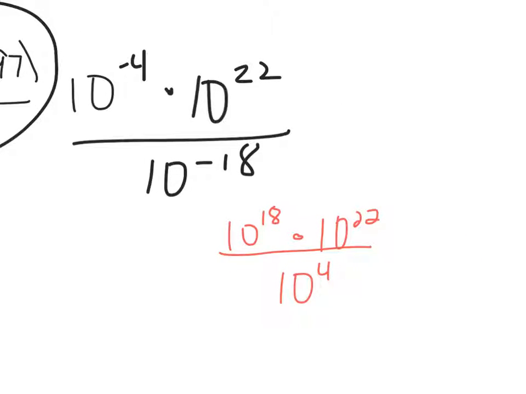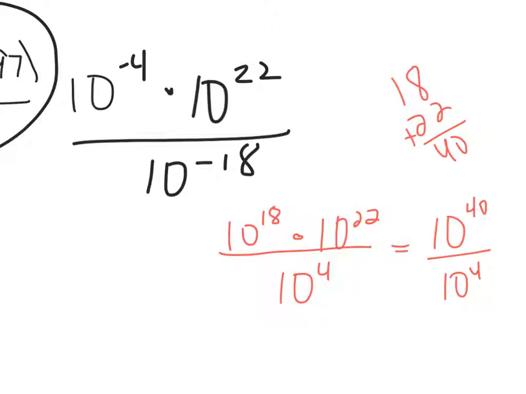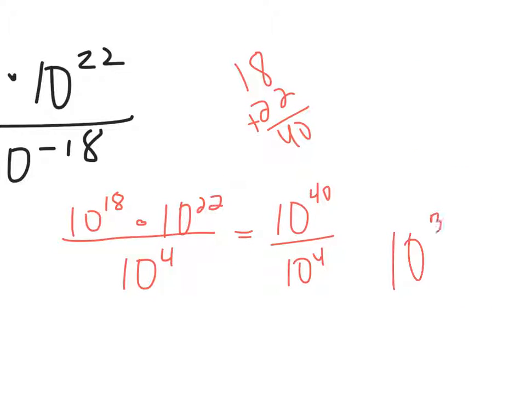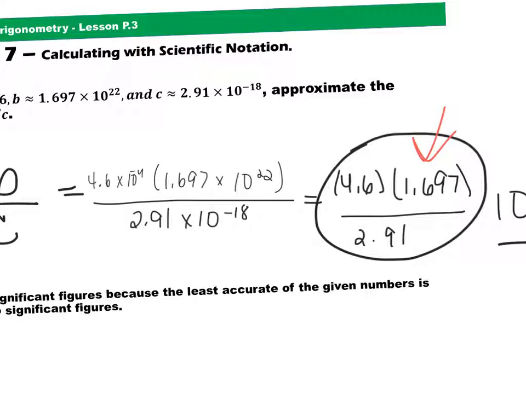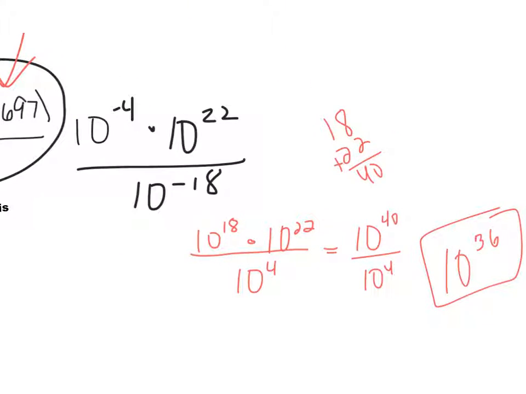Perfect. So I can simplify this further. I can rewrite the numerator as 10 to the what? How many 10s do I have if I have 18 and 22? 40. That's 40, right? So 10 to the 40th over 10 to the 4th. I can still simplify a little bit. 10 to the what? 10 to the 36th. Now, you guys aren't going to have calculators, so don't worry about this problem per se, because I'm not going to have you multiply this, because you're not going to have a calculator. This is what I need you to understand, is how we can manipulate exponents.